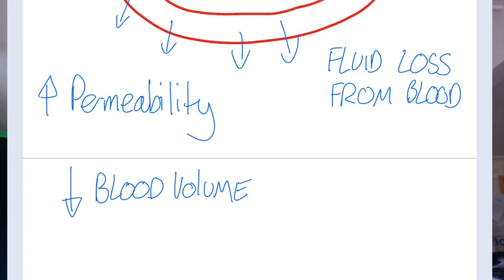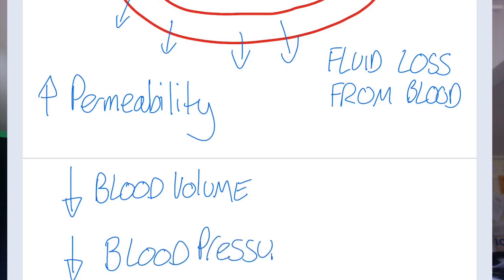Now, because your blood volume's decreased, guess what also happens? Your blood pressure also falls. And your blood pressure is there to push blood through your capillaries and perfuse your organs with oxygen and blood. So your blood pressure pushes blood through your capillaries so the oxygen can be delivered to your tissues, and your tissues can get rid of waste products, and that's then moved back around your venous system to your heart, and the system starts all over again.